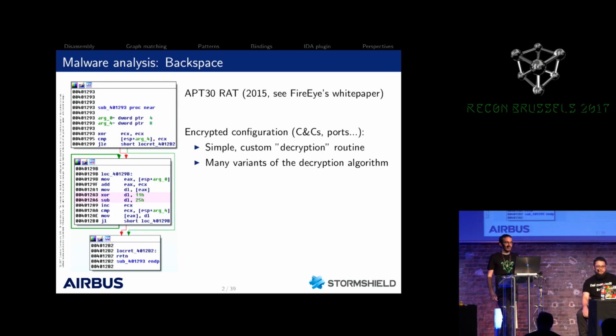So what we see is that the decryption function is quite simple. It's a small routine. Here we can see it on the left. You have simply a loop with a XOR which has as an argument 11, then followed with a sub that has as argument 25. In the Backspace family, we find many variants of this decryption sample.